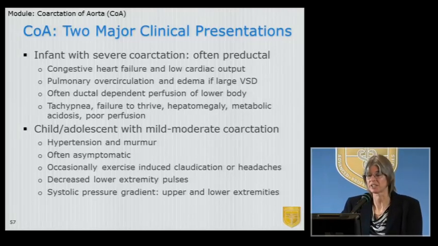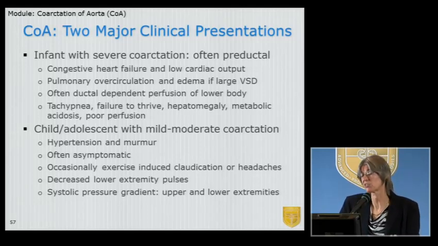They present as infants with severe coarctation, which is often preductal, so they're ductal-dependent lesions. They present with congestive heart failure and low cardiac output because of the significant pulmonary overcirculation and edema if they have a large VSD. As I said, ductal-dependent perfusion to the lower body. They get tachypneic, they don't grow, they have a big liver, they have metabolic acidosis and poor perfusion.